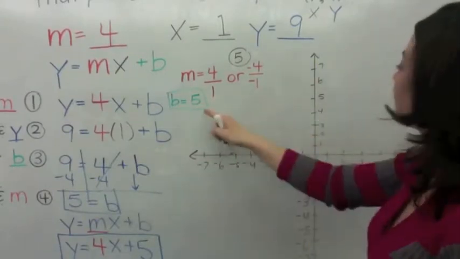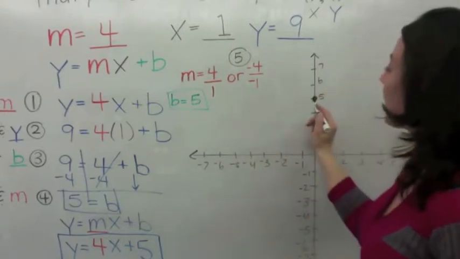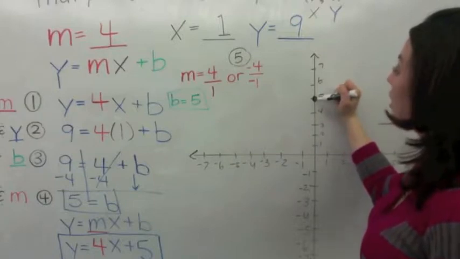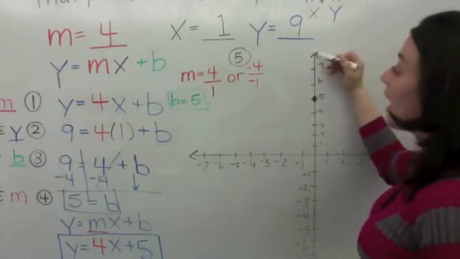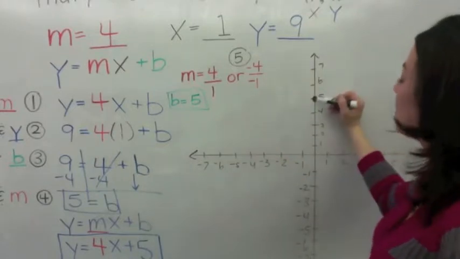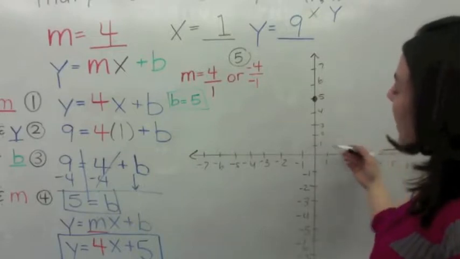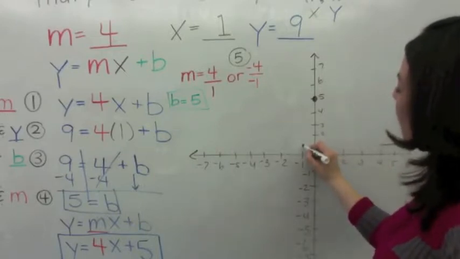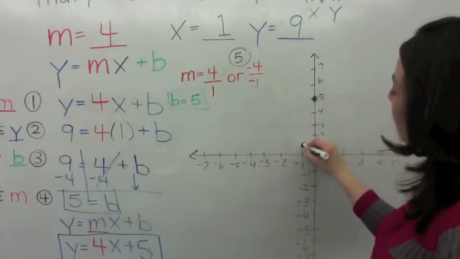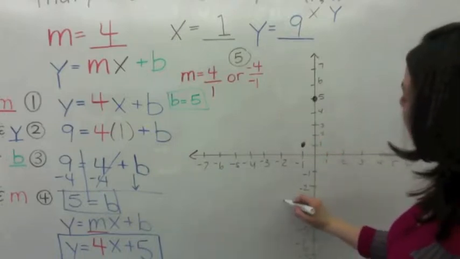So start with 5. You're going to make a dot, point. Now, if you try and go up 4 over 1, you might run out of room. So why don't we try down 4 and in the negative direction 1. Let's go down 4. 1, 2, 3, 4, and negative 1. Let's try that again. Ready? 1, 2, 3, 4, and in the negative direction 1.